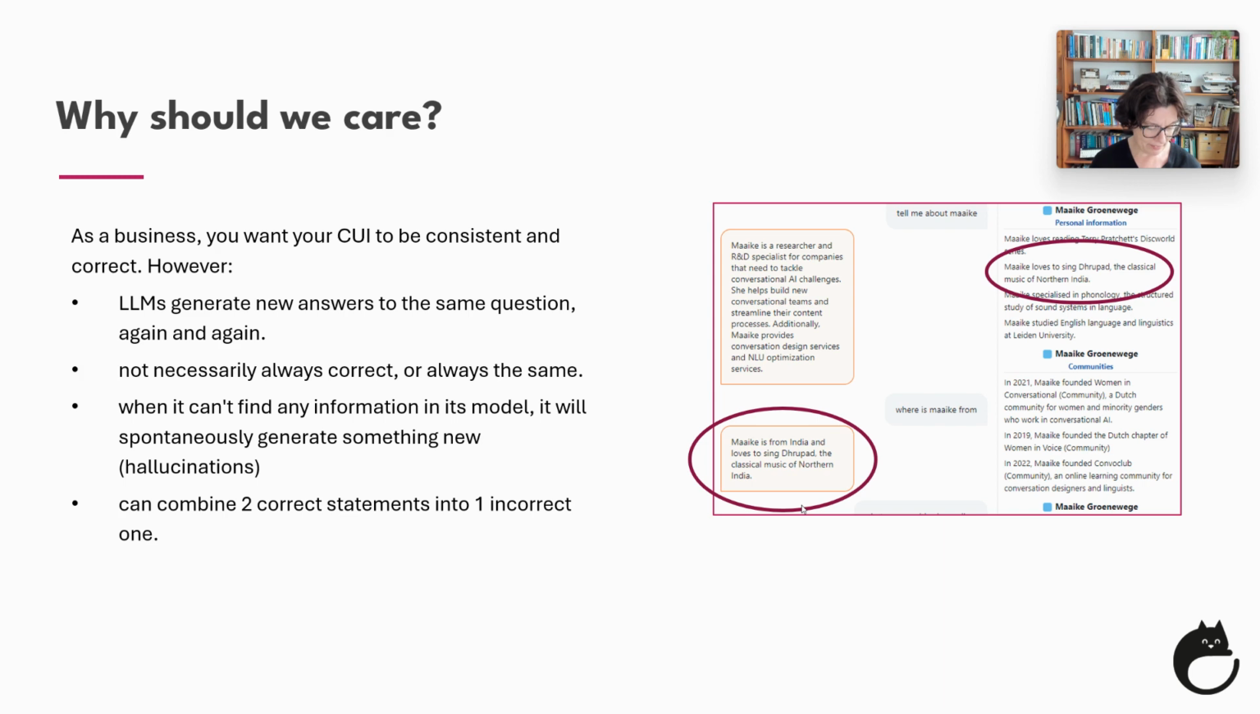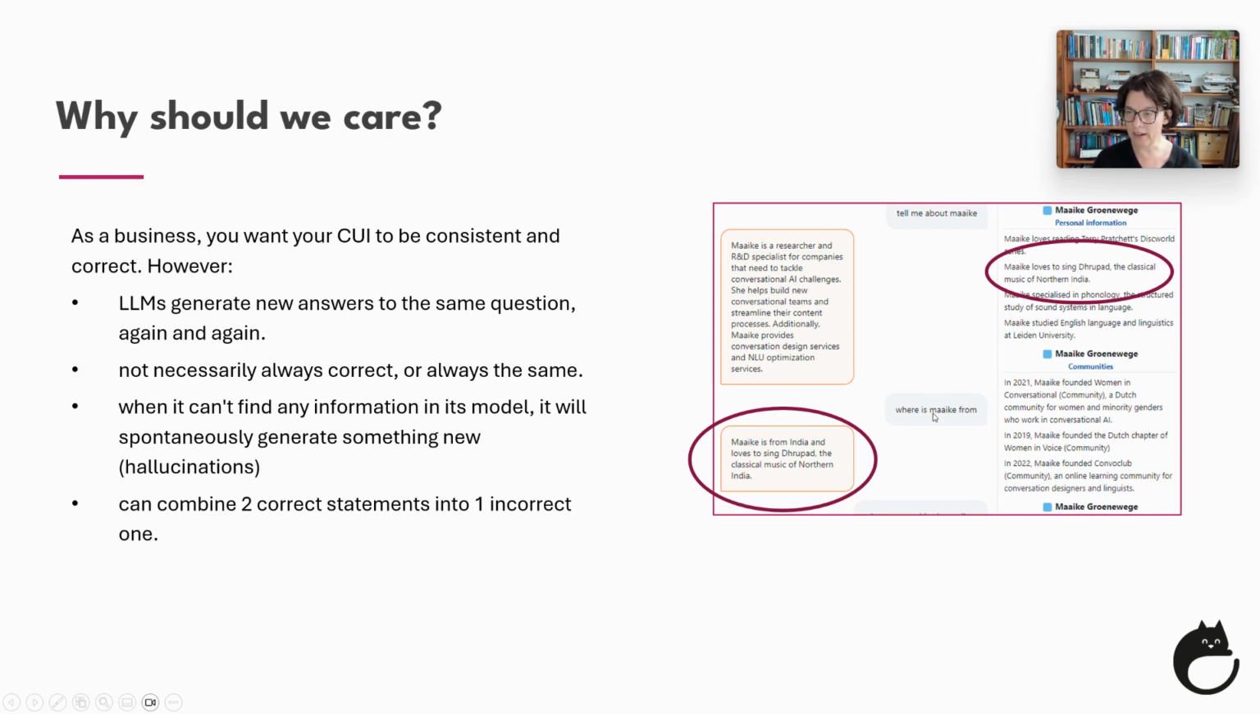Also, bear in mind that even if it manages to generate two generations, two text completions as we call them, and each in its own right might be correct, it might still combine them in a way that results in incorrect information. For instance, here I had a very early instance of an LLM based bot by BotPress. And I included some personal information like Mike loves to sing Drupad, the classical music of northern India.